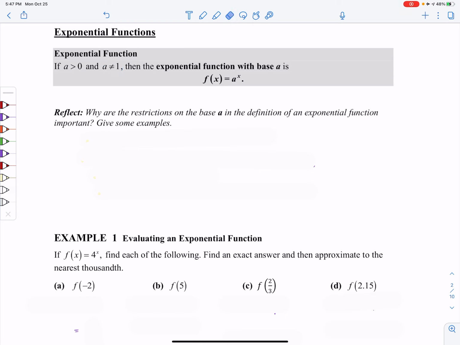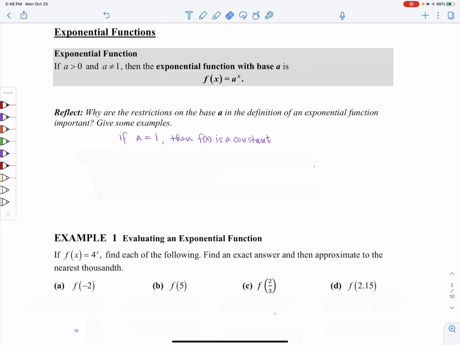Well, let's assume that a does equal 1. Well, if a equals 1, then we have 1 to the first power, 1 to the second power, 1 to the third power, 1 to the ninth power, 1 to the 100th power. All of those are equal to the number 1. So if a were equal to 1, then my function would just be a constant. So that would not be an exponential function.